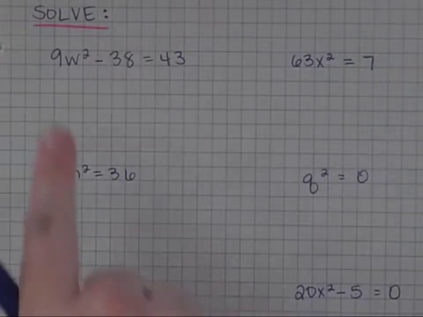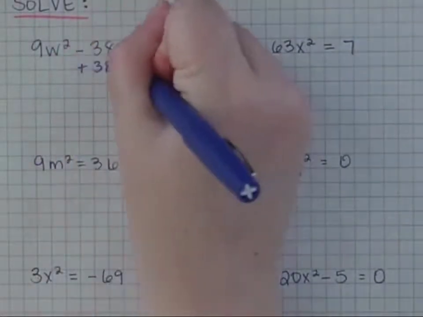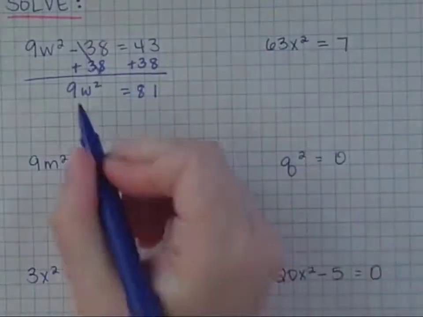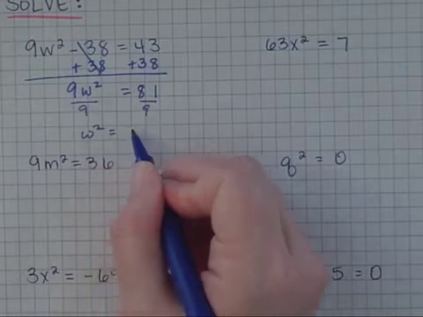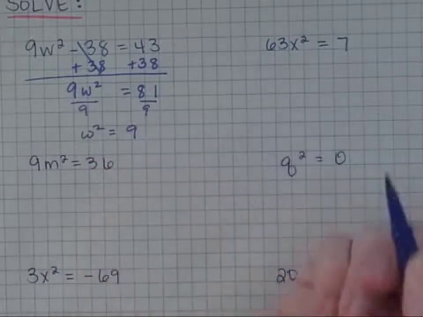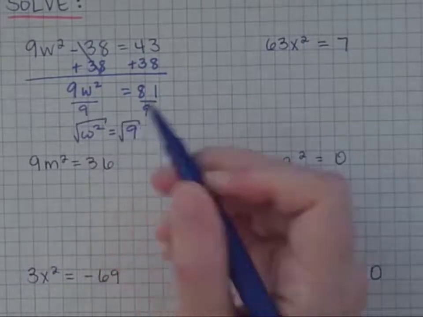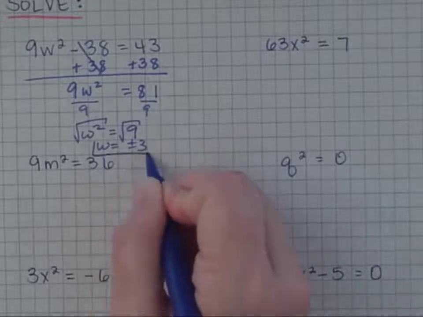So we're solving for w, so we're trying to isolate w. Add 38 to both sides. Divide by 9. We get w squared equals 9. So that's it, right? No, we still have to do the square root. So w equals plus or minus 3.